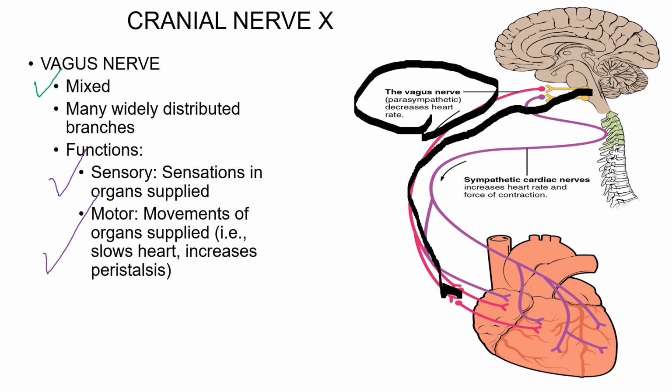So how would you test this? Good question. I'll get back to you. It does too many things to just narrow it down to one specific test. But if there's a specific problem with a particular organ, then you can kind of narrow it down from there. All right, let's move on to cranial nerve 11.